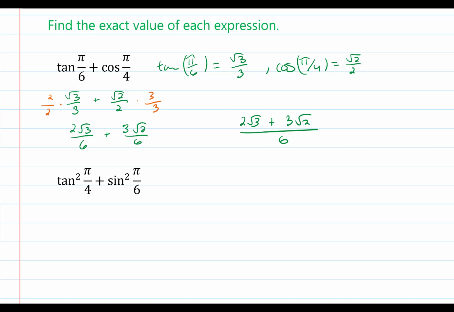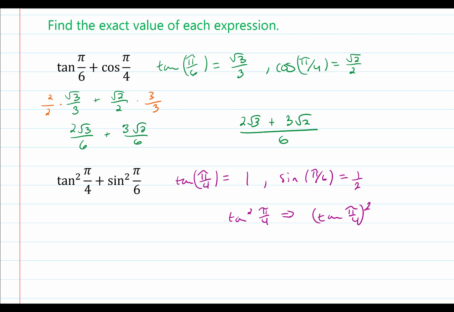For the second problem, I want to first identify tangent of pi over 4. Tangent of pi over 4 is equal to 1. Sine of pi over 6, which remember is really sine of 30 degrees, is equal to 1/2. I then replace tangent of pi over 4 and sine of pi over 6 with their equivalent value. Keep in mind that when you are looking at a trigonometric function being squared, tangent squared of pi over 4 can actually be rewritten as tangent of pi over 4 quantity squared.